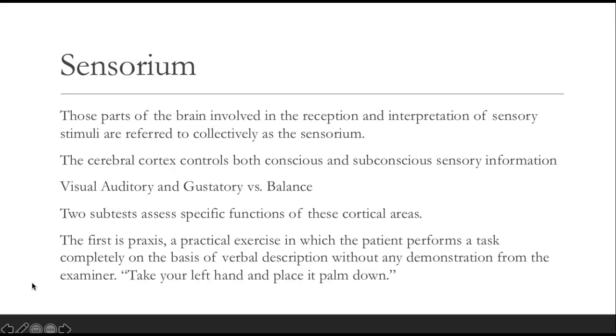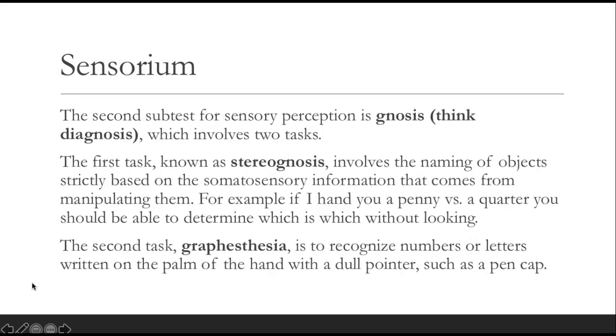There are two subsets of the test that will assess specific functions of each of those cortical areas. The first is called praxis, which is a practical exercise in which you ask the patient to perform a task completely on the basis of verbal description without demonstration from the examiner. So you just say, take your left hand, place it palm down. You don't show them, you just say it. And if they're able to do that, they'll pass. If they're not, then you know exactly where you need to look for damage.